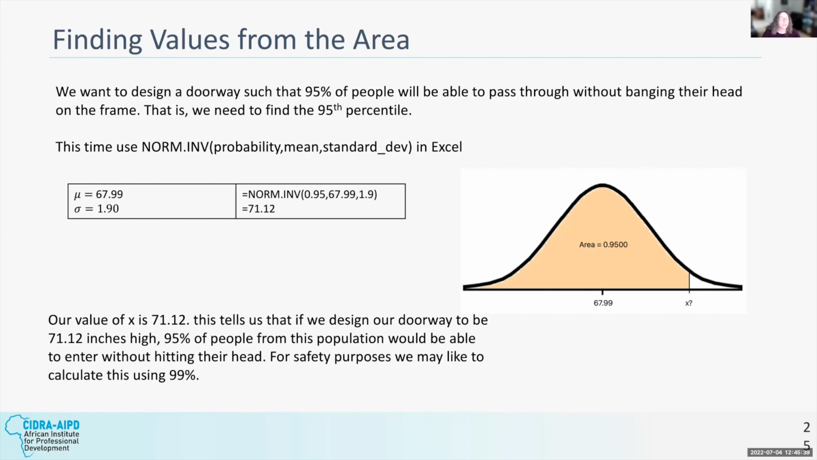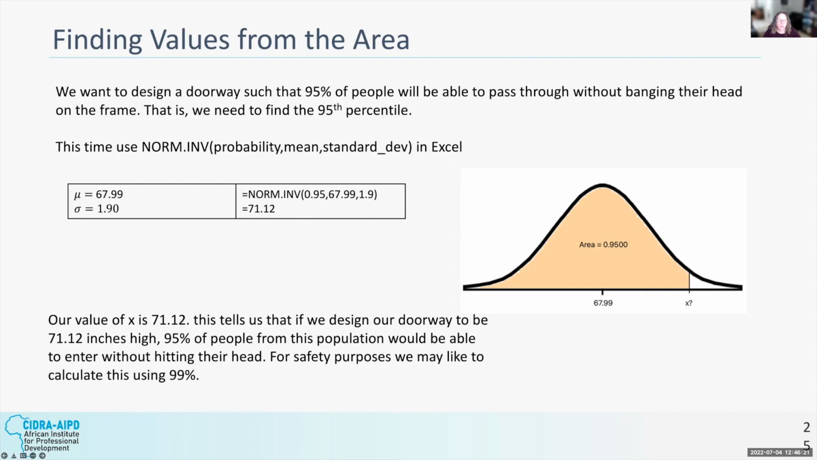Okay, so what happens if we want to find a value from the area? Sometimes we'll be given the area or a percentage and need to calculate what the X value might be. So let's look at this scenario. We want to design a doorway such that 95% of people will be able to pass through without banging their head on the frame. That is, we need to find the 95th percentile. So this time we're going to go back into Excel and use a different function. It's going to be called norm.inv.